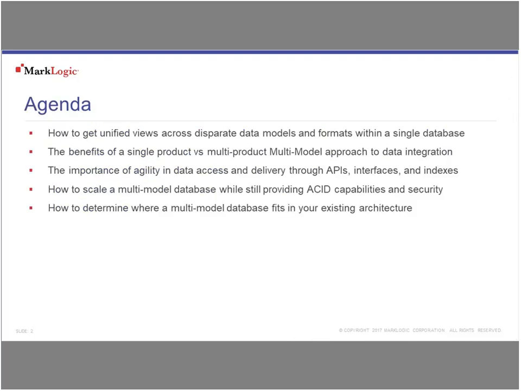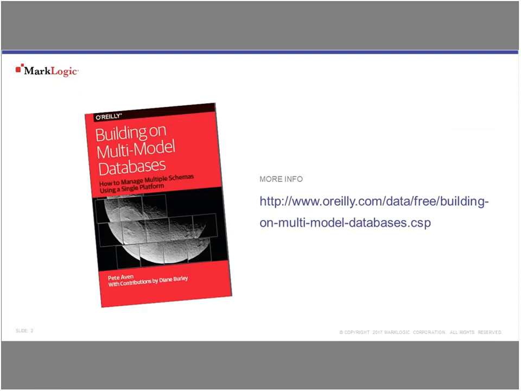Looking at the agenda, we're going to take a broad view today. We're not going to drill down too deep into any one of the technologies. Certainly if you want follow-up sessions, those can be arranged. This is more of a general overview, looking at how to get disparate data into a single database, and then looking at the implications of that. It's based on a book by Pete Avon called Building on Multi-Model Databases, free from O'Reilly. You can download it from their site, or from the MarkLogic site. If you have specific information needs, feel free to go grab that book.